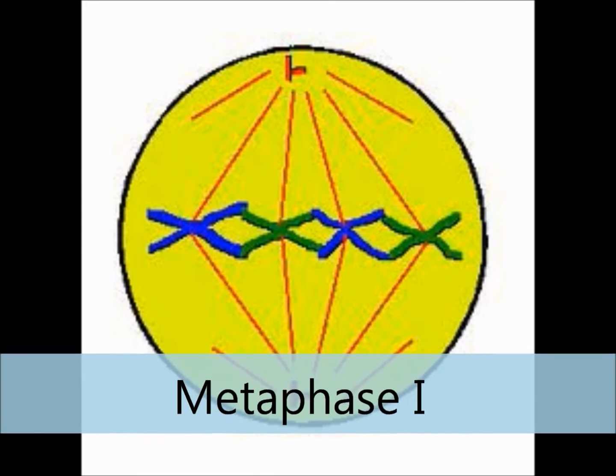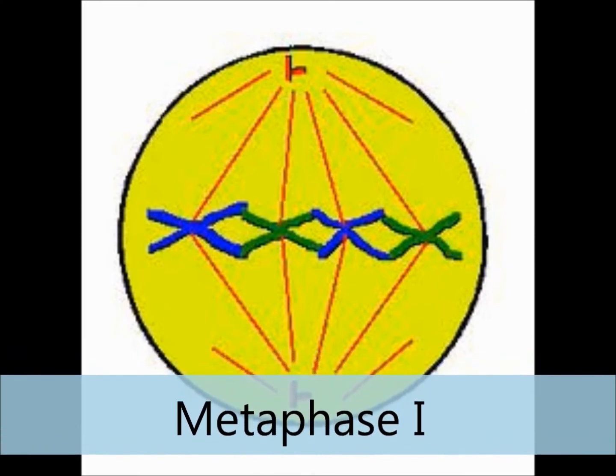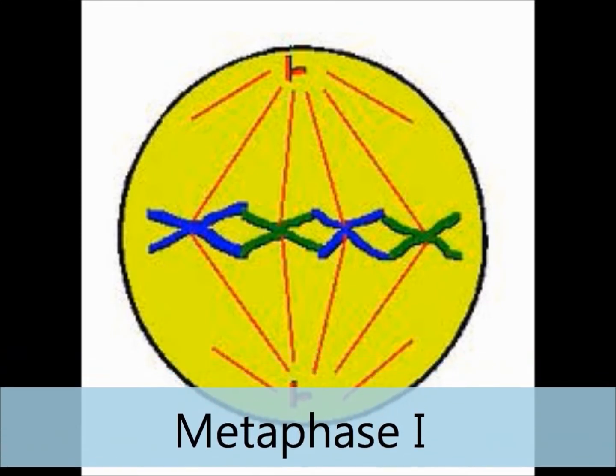The third step of meiosis is metaphase. During metaphase, chromosome tetrads are aligned on the metaphase plate. Each chromosome is condensed and thick, with its sister chromatid attached.